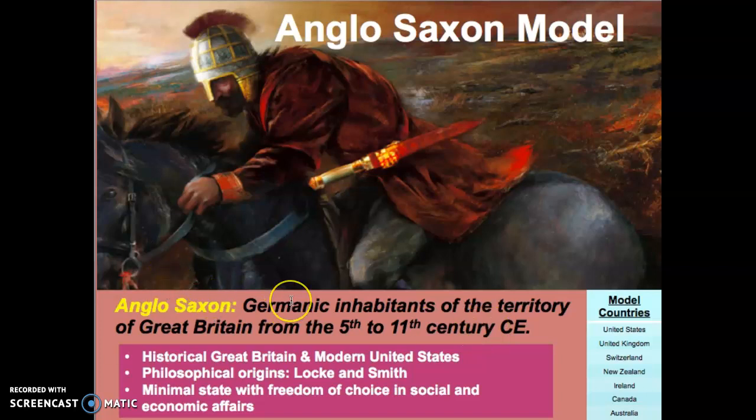The Anglo-Saxon model is best represented today by these countries: the US, the UK, Switzerland, New Zealand, Ireland, Canada, and Australia. All these countries have in common primarily free market enterprise and democracy in government. There's also a social system that is more free, freedom of speech, freedom of assembly, things like that. So you'll recognize the Anglo-Saxon model as the typical kind of environment that we live in today.